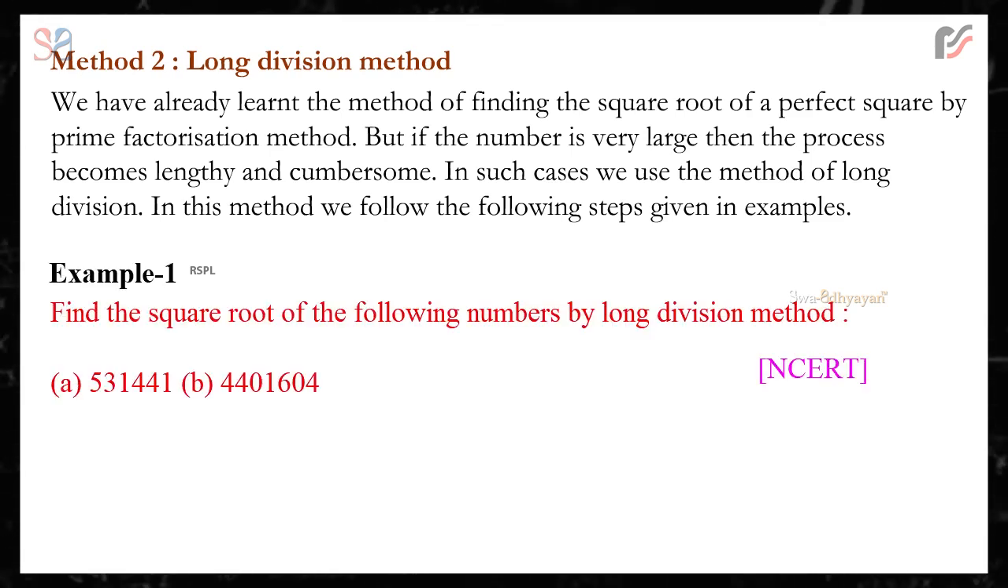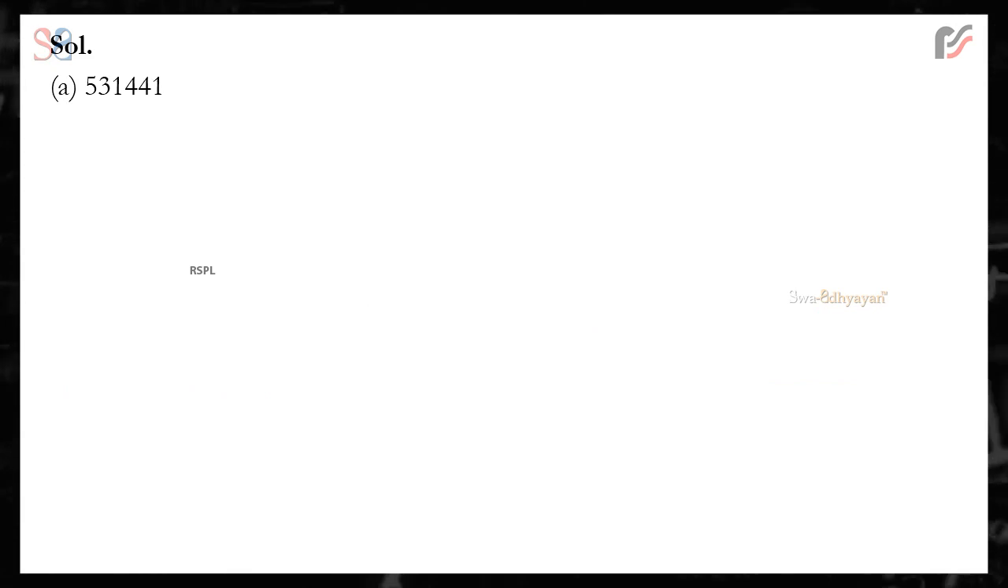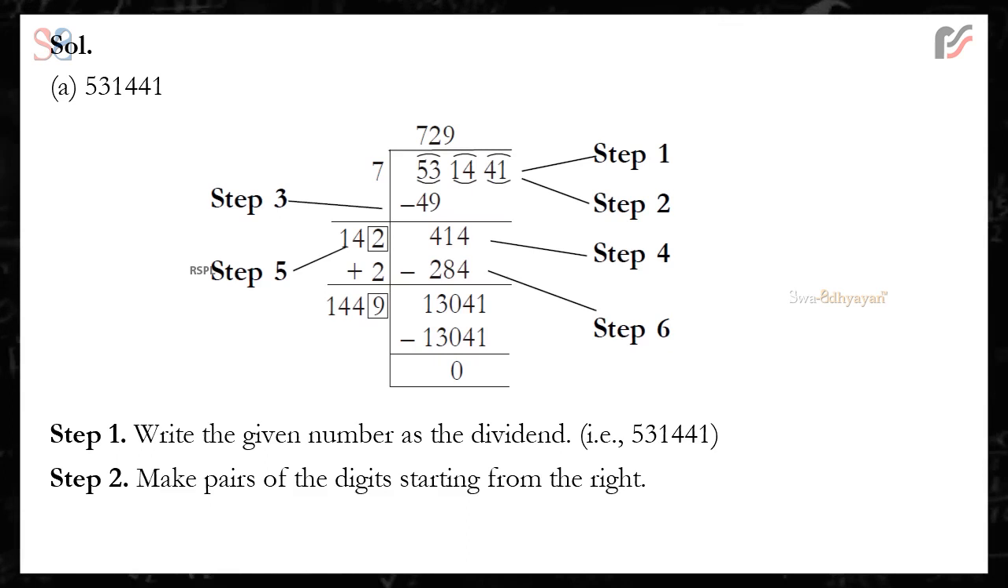Example 1. Find the square root of the following numbers by long division method. A. 5,31,441. B. 44,01,604. NCERT. Solution. A. 5,31,441. This is shown as Step 1. Write the given number as the dividend, that is 5,31,441. Step 2. Make pairs of the digits starting from the right.